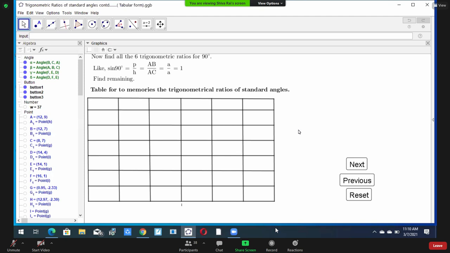Standard angle means 0 degree, 30 degree, 45 degree, 60 degree, 90 degree. So do more and more practice to remember trigonometric ratios for these 5 standard angles. These are very, very important. If you don't know these things, you cannot go ahead. You have to memorize. It is not necessary to memorize all of them.